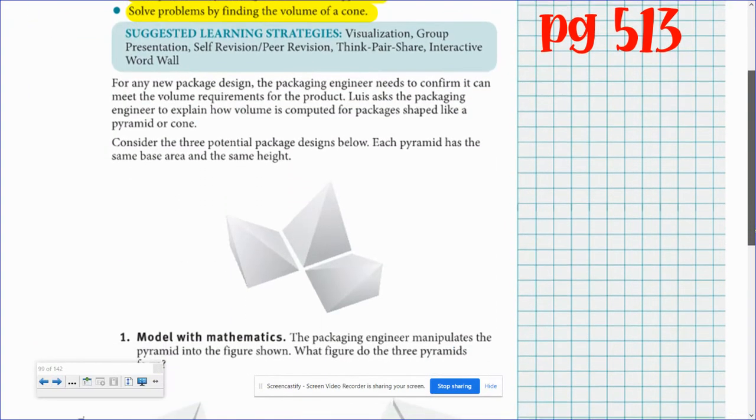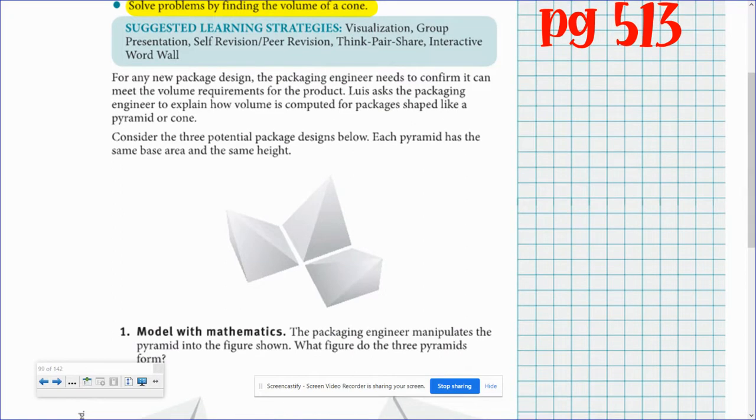It says, for a new package design, the packaging engineer needs to confirm it can meet the volume requirements for the product. Remember, volume means how much we can fill up inside of the figure. Okay, so consider the three potential package designs below. Each pyramid has the same base area and the same height. So we have three kind of oblique pyramids here, but they all have the same base and the same height of the pyramid.